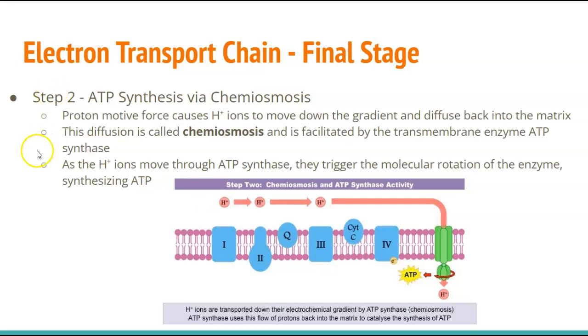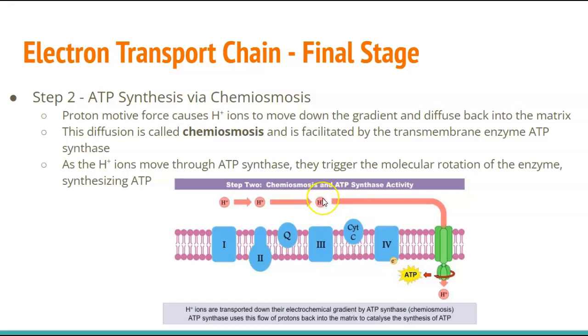So we're going to start sending the hydrogen ions back. So the diffusion is called chemiosmosis. It's facilitated by the transmembrane enzyme ATP synthase. So when the proton force causes the hydrogen ions to move down the gradient, we want to diffuse them back into the matrix. And by doing that, that process of diffusing the hydrogen ions back is called chemiosmosis.